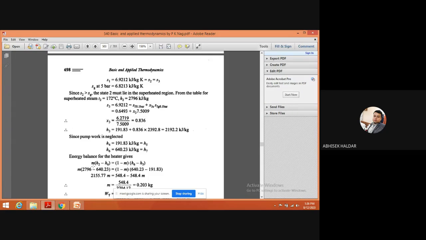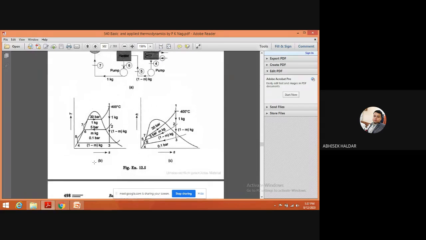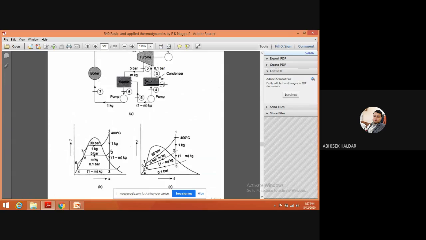you cannot find out the mean temperature of heat addition or whatever efficiency you are saying. So M, how will you find out? Because M is very easy. Just for finding out M, you go back to this figure.